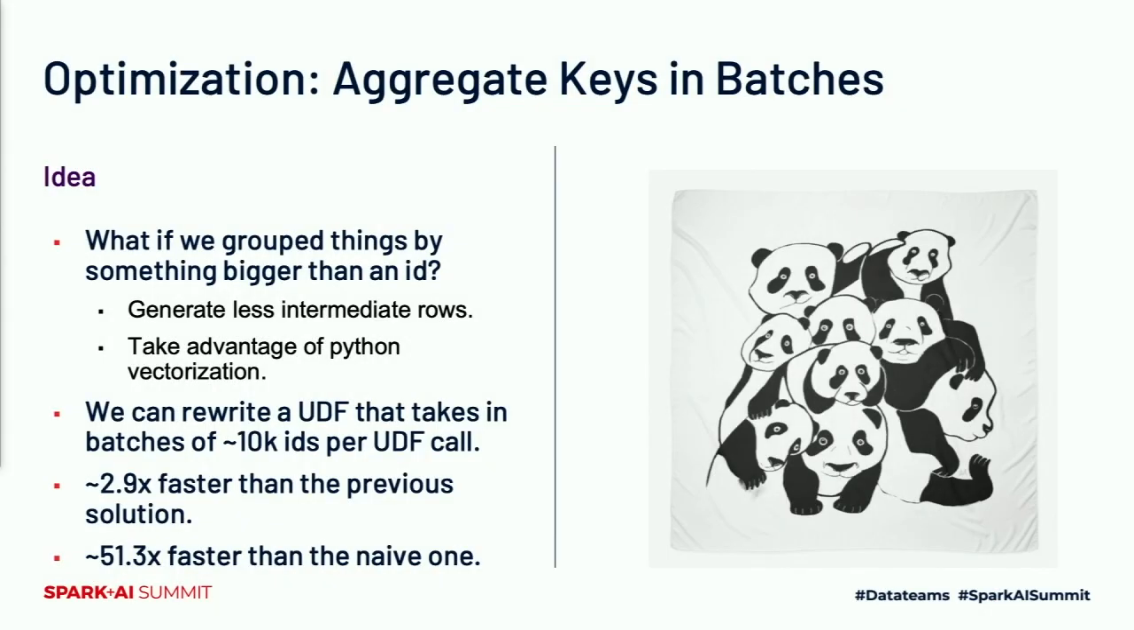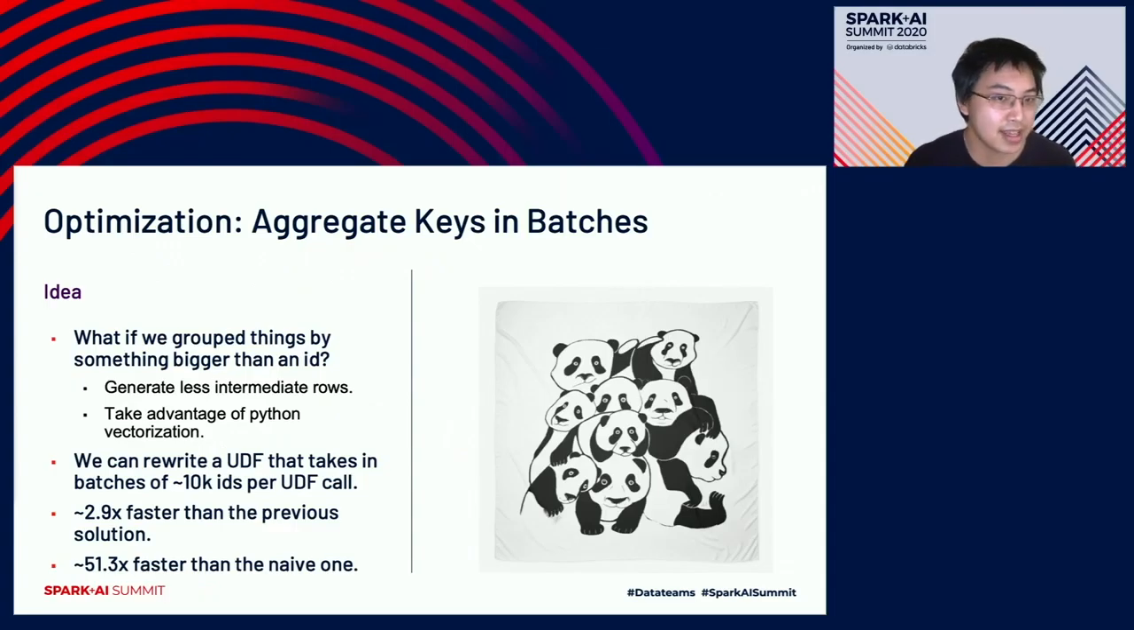So the next optimization trick we're going to use is we're going to aggregate keys in batches. The idea is we only care about the number of unique IDs, and we don't necessarily have to group by IDs in our Pandas UDF. And what if we group by something that's bigger than an ID? We could generate a lot fewer intermediate rows, and we could take advantage of a lot of implicit Python vectorization that happens whenever you use things like pandas or NumPy.